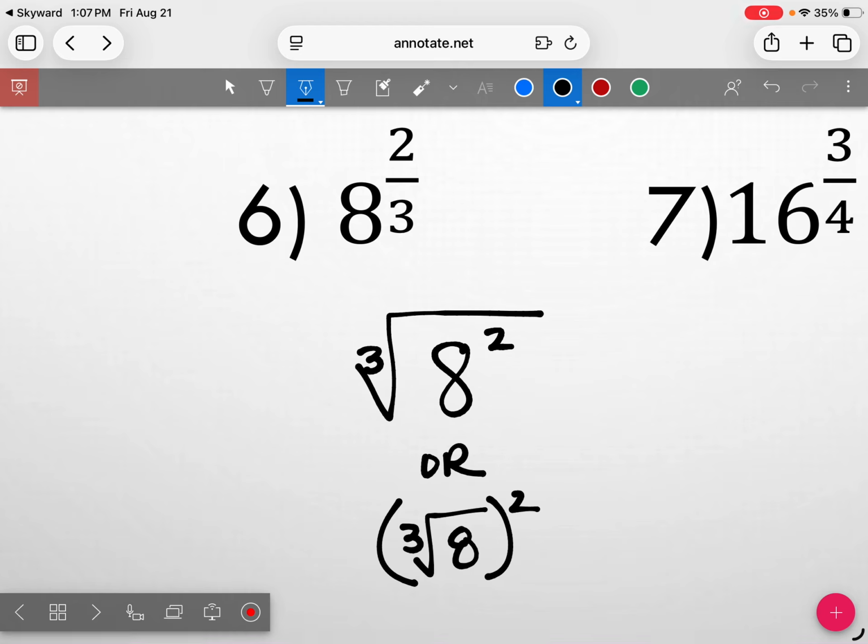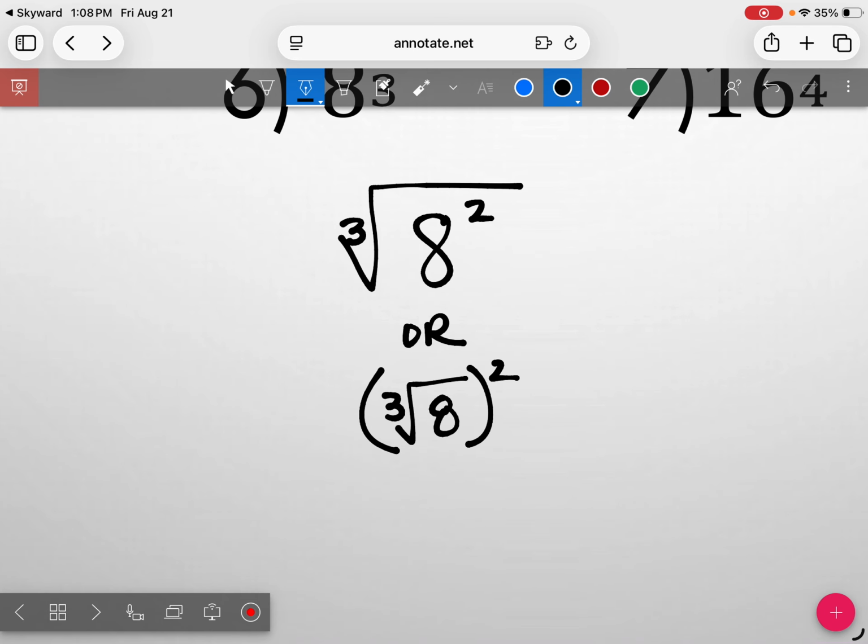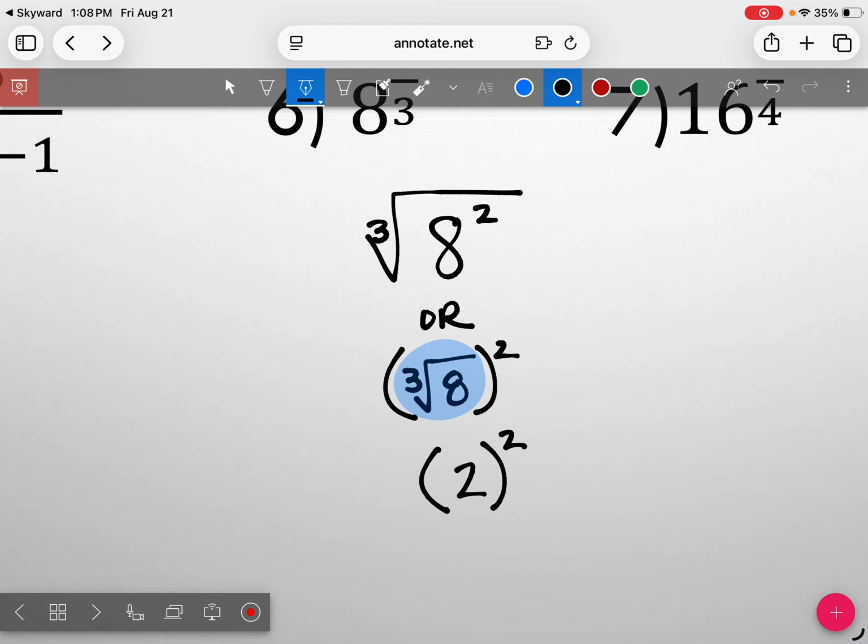Does anybody know what number multiplies against itself 3 times to give us 8? 2. So this number here is going to change to a 2. Yes. The 2 on the outside, doesn't that apply to everything? So wouldn't that apply to the 3 now? No, that's the index. You can't multiply the index by the exponent. All right, so now we're going to do our power, which will be 2 squared, and my final answer would be 4.